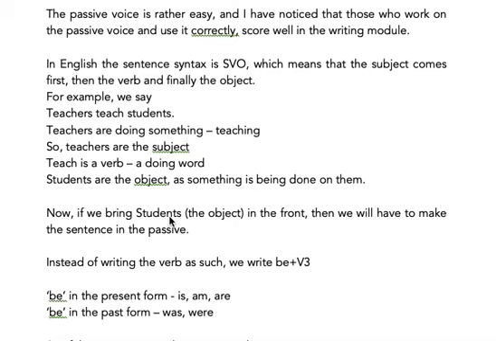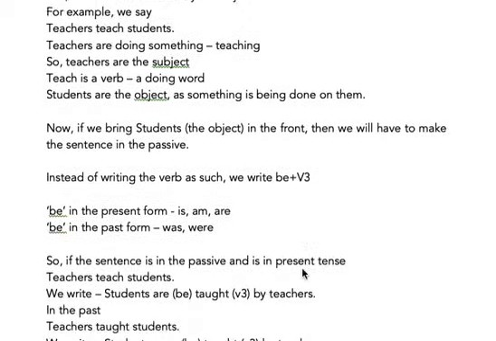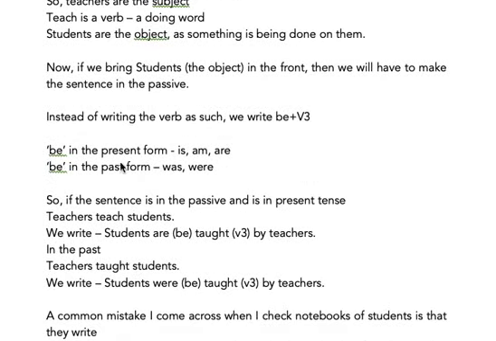Now if we bring students, the object, in the front, then we'll have to make the sentence in the passive. Instead of writing the verb as such, we write be plus third form of the verb, that is the past participle form. So be in the present form. Be is the only verb in the whole of English language which has a different present, a different past and a different future. In the present form, be is, am, are. In the past, it is was, were.